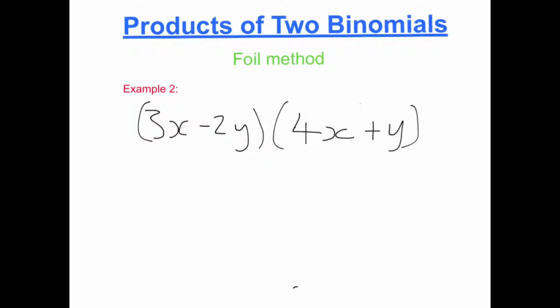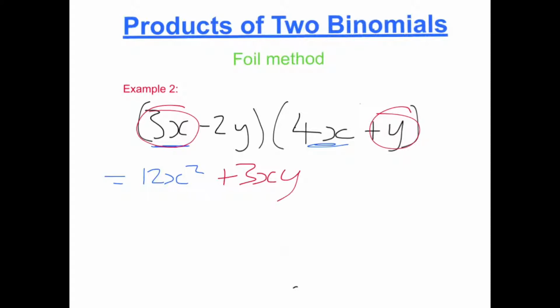So therefore, this will give us our final answer. Here is our second example on products of two binomials. We'll be using the FOIL method here again. So we'll take our first two terms, times those together, get 12x squared. Then we'll take our outer terms, times that together, get plus 3xy. Then we'll take our inner terms, times that together, gives us negative 8xy.